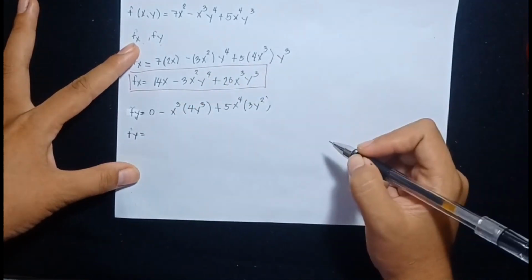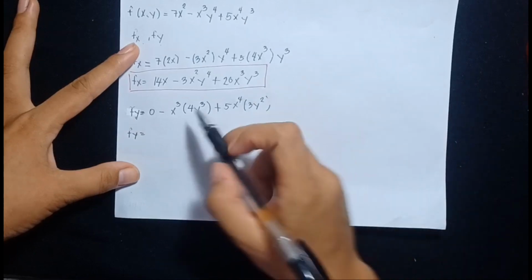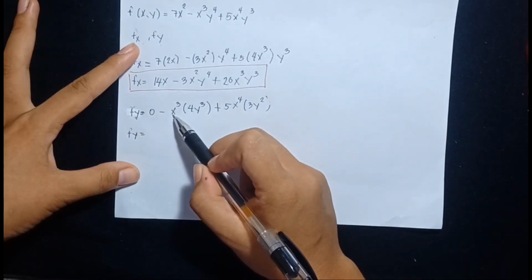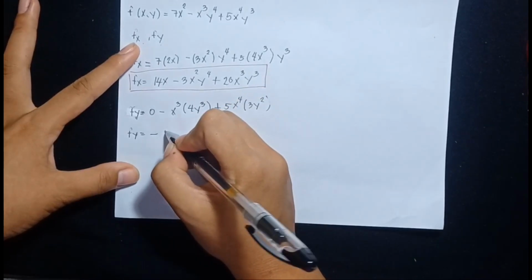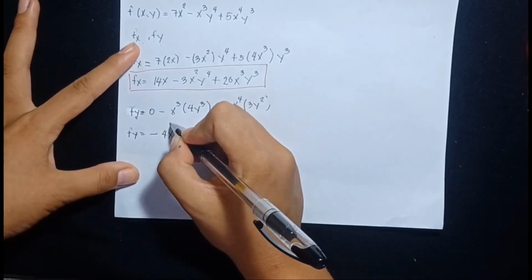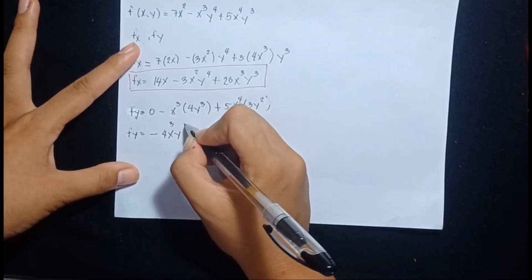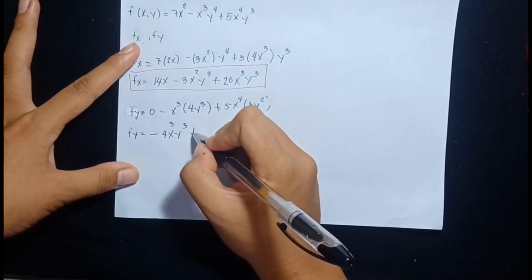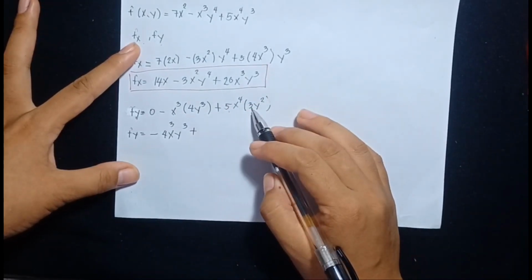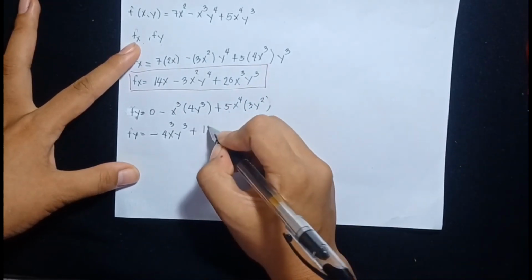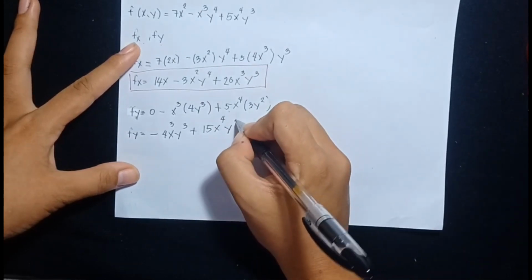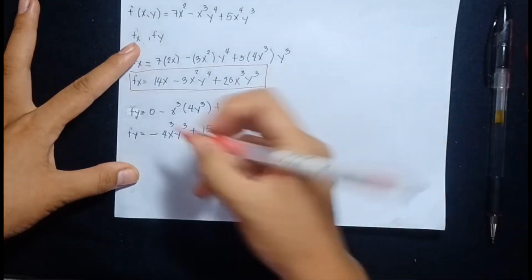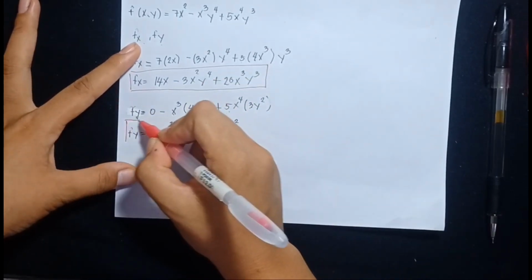Now, we will multiply this. 4 times negative x cubed would be negative 4x cubed y cubed, plus, multiplying 5 times 3, it would be 15x to the fourth y squared. So this is our final answer.